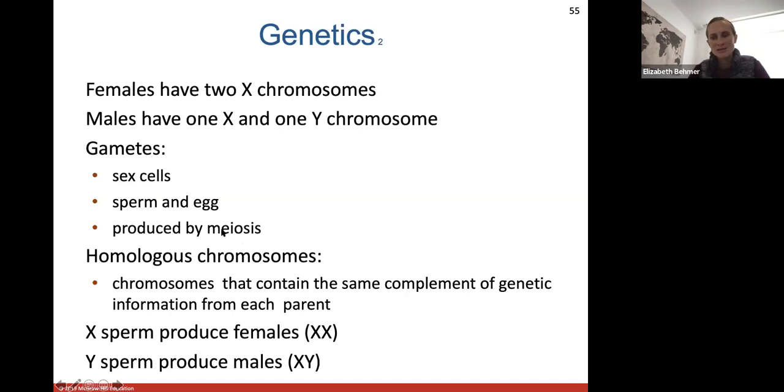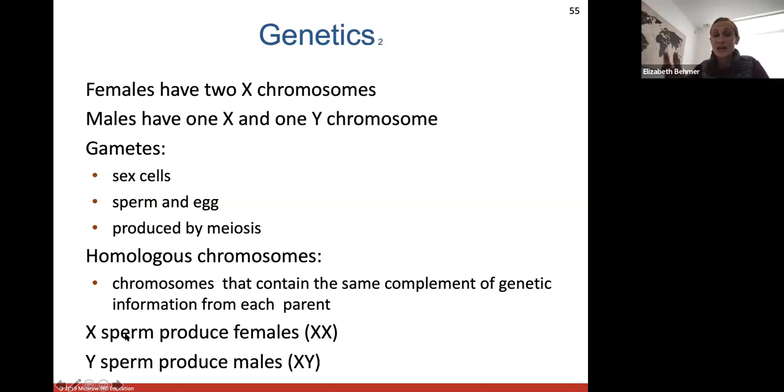Most cells in the body are duplicated and reproduced by mitosis. Gametes go through 2 divisions because they result in just a set of 23 chromosomes in each. Homologous chromosomes are chromosomes that contain the same complement of genetic information from each parent. An X sperm will produce females and a Y sperm will produce males. So if you're wondering who gets the say in whether you have a boy or a girl, it's always the sperm that decides.